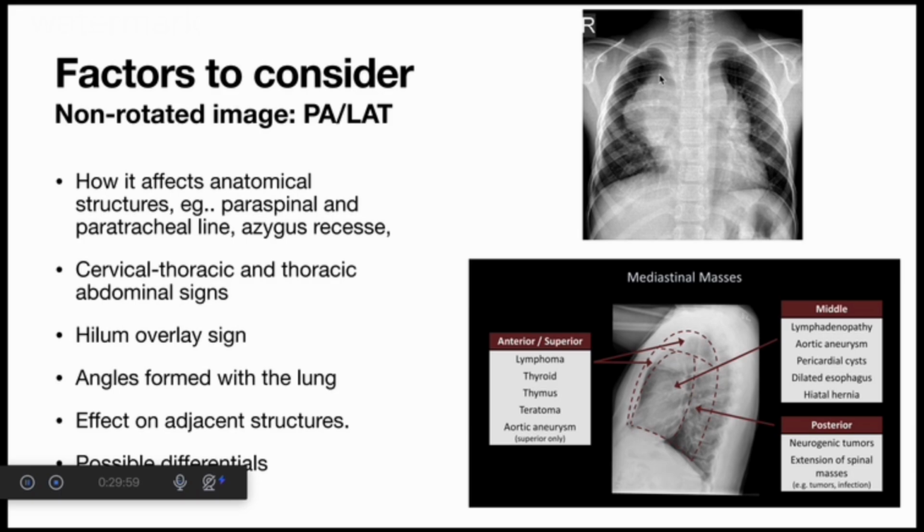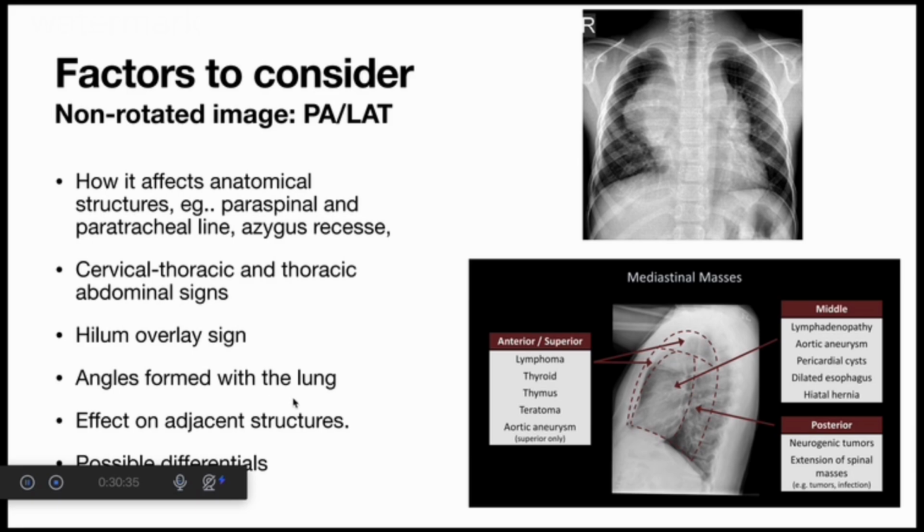So if the mass is going above the clavicle, then we are saying that this is a positive cervicothoracic sign, and so the same with the abdomen. We also look out for what is called the hilum overlay sign. The hilum overlay sign is when you can see these hilar vessels behind the cardiac shadow, just like you can see here. Behind that lesion, you see those structures, so then it is positive.